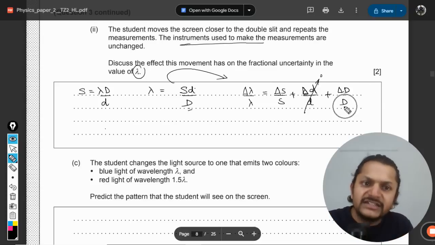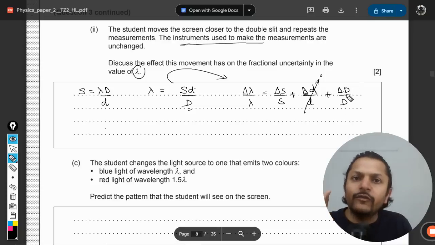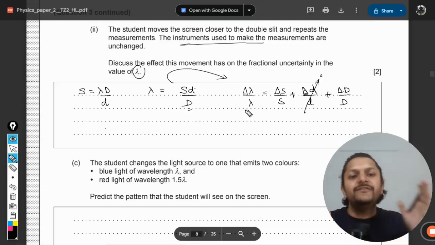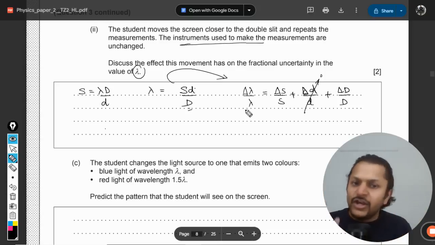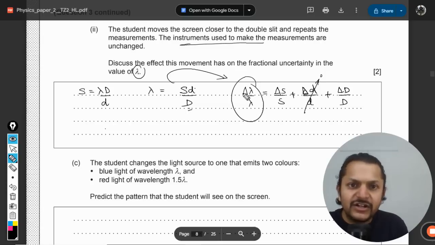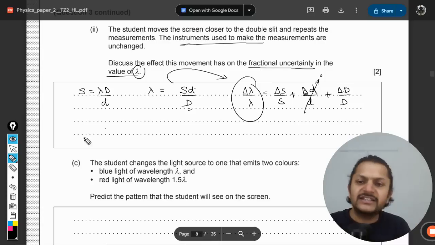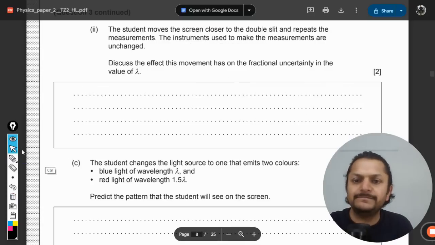But small d is decreasing, it means this value overall is going to increase, which means that the fractional error in the wavelength is going to increase if we are reducing the distance between the slits and the screen. So my answer is that the fractional uncertainty in the value of lambda is going to increase. Let us see what is there in the mark scheme.